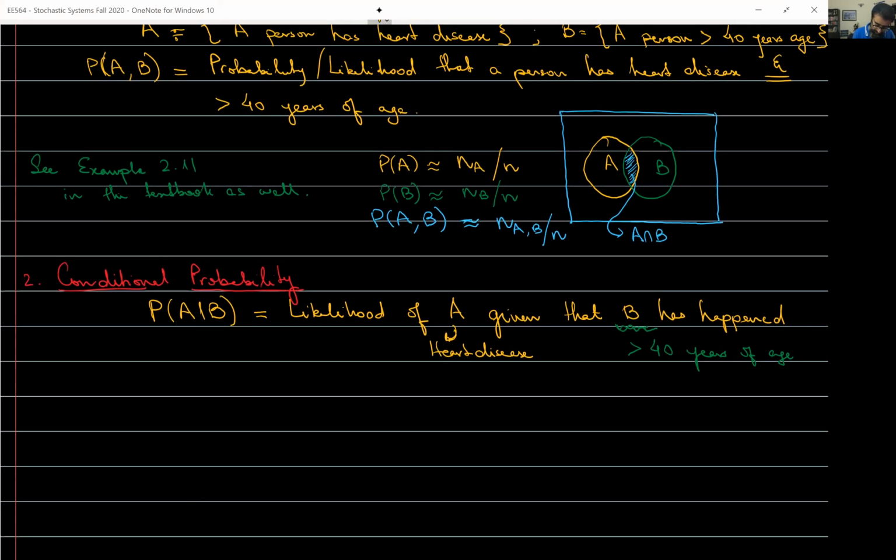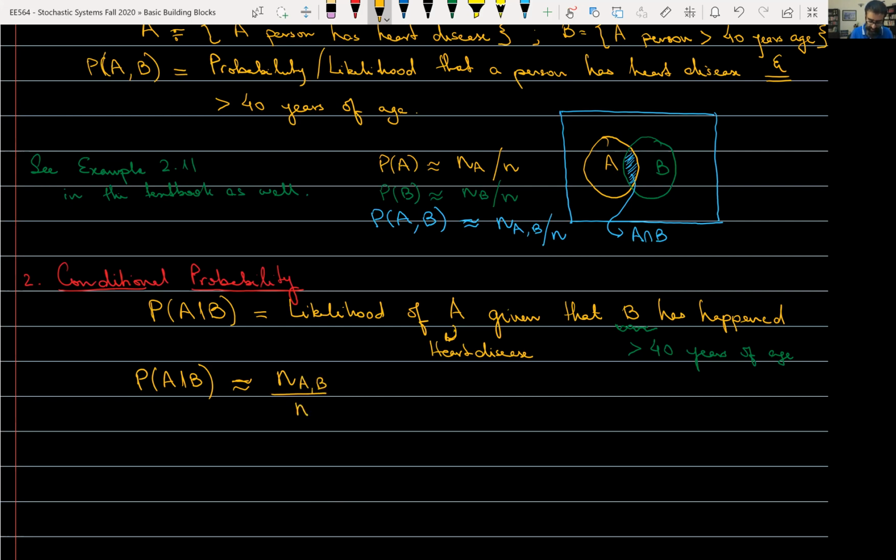So what is the probability of A given B for the previous example going to be equal to? B has already occurred. So you're within the set of people who are above 40 years of age, and within that set, you're interested in finding what is the likelihood of having heart disease. So this is going to be equal to N(A,B) divided by what? N(B). Right? Is that clear?